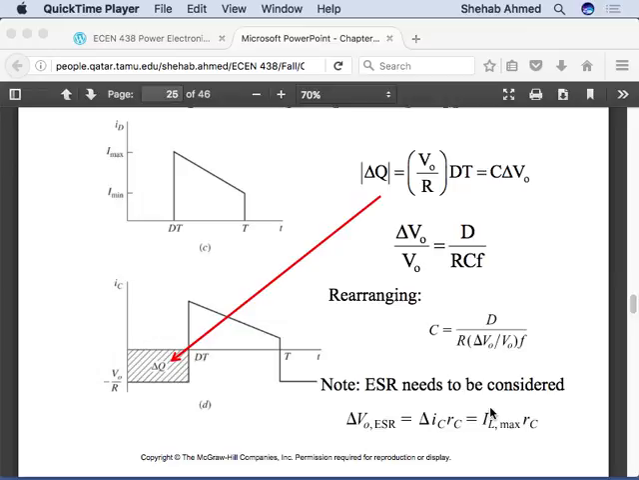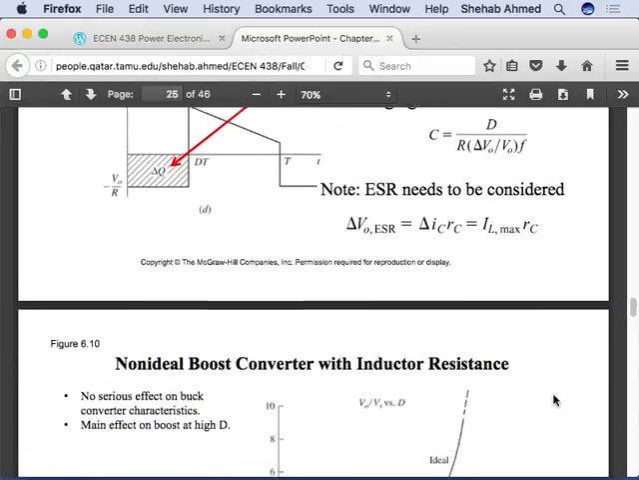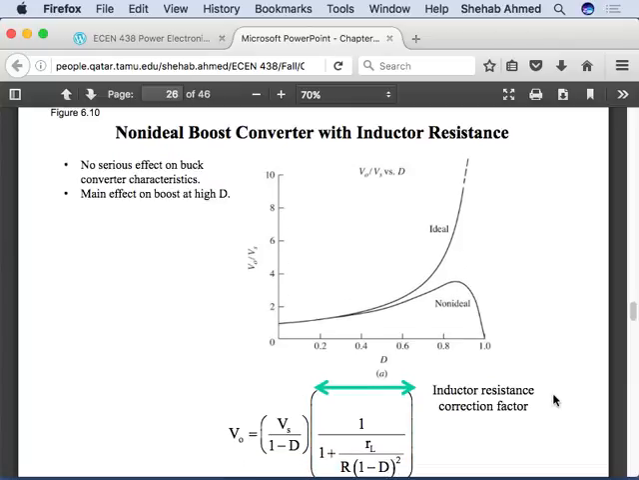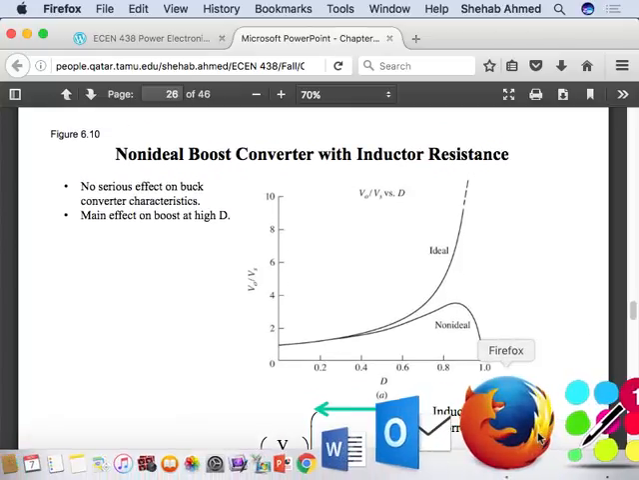You have to now make sure that your delta V spec is greater than both of these added together. Then you go back and calculate your capacitance again. You see the process? And that's the end of the ideal boost converter. So we will talk about the non-ideal boost converter next time.